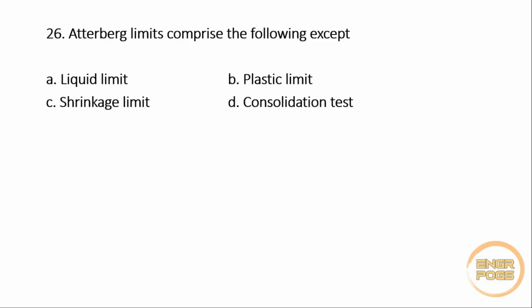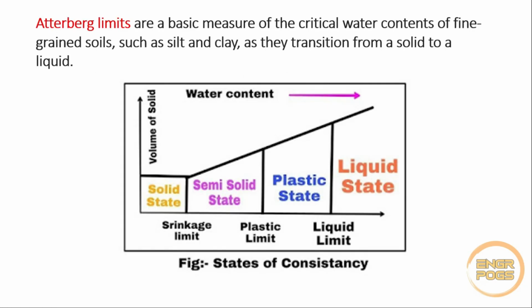Number 26. Atterberg limits comprise the following except. Let's define first what is Atterberg limits. It is a basic measure of the critical water contents of fine-grained soils such as silt and clay as they transition from a solid to a liquid.